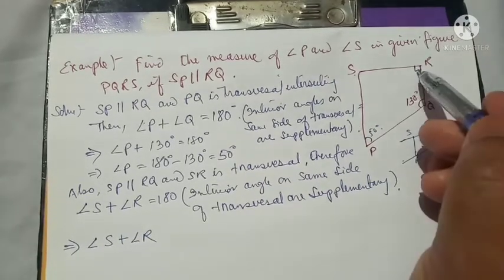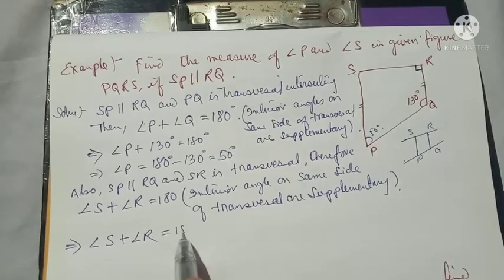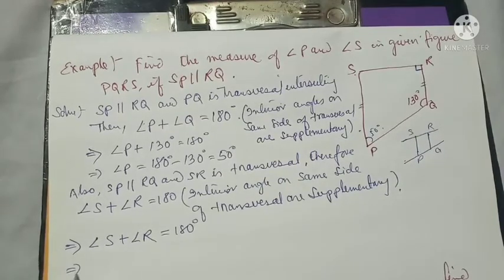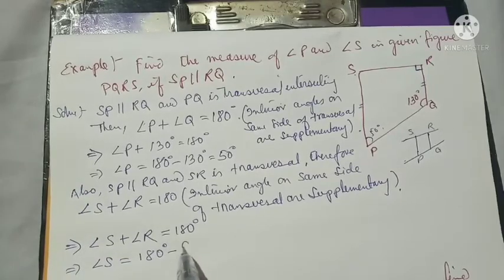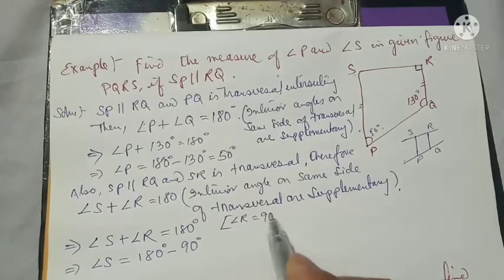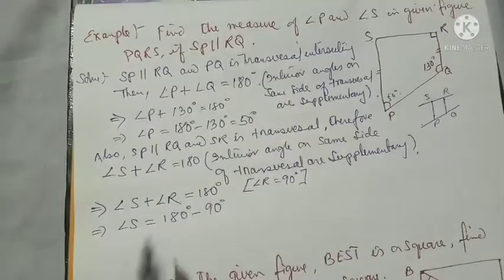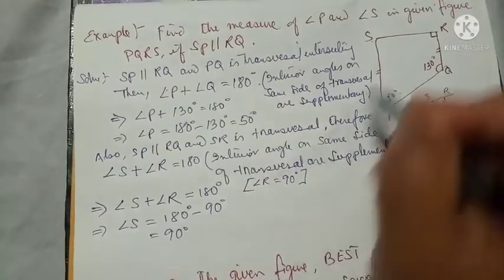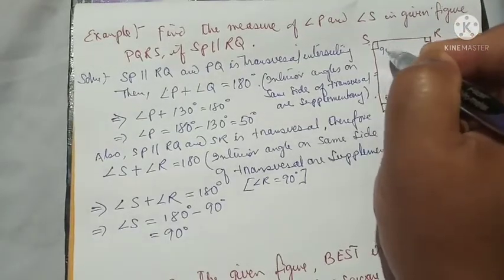Here angle R should be 90 degree. Okay, 180 degree. Then S is equal to 180 degree minus 90 degree. That means angle R is equal to 90 degree. So S becomes 90. The angle S will be 90 degree.